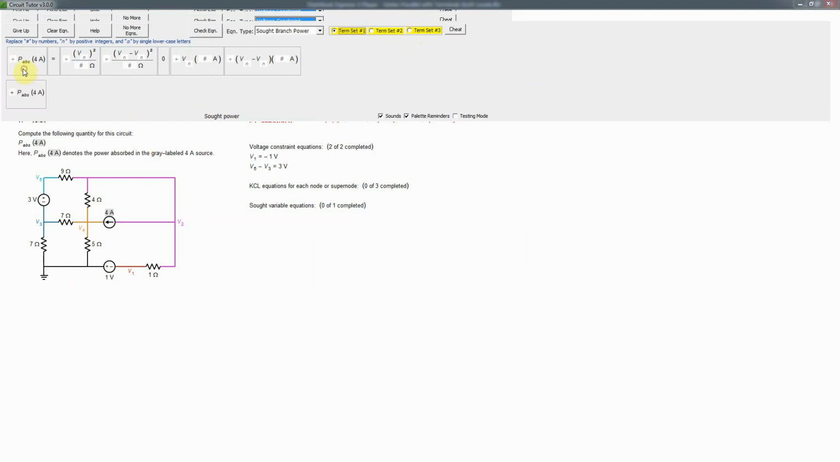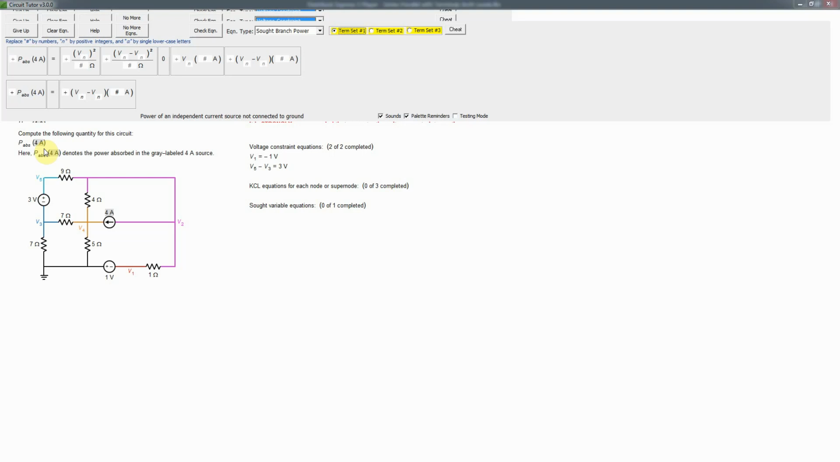Okay, so of course we have the absorbed power in the 4 amp source, the one with the gray label there, equals to what? Well, it's always voltage times current, so the voltage across that source is a difference of, excuse me, node voltages, but it's not divided by resistance because there is no resistor there. So in fact I need this term, and if I hover over it, it tells me it's the power of an independent current source not connected to ground. So that's kind of a clue.